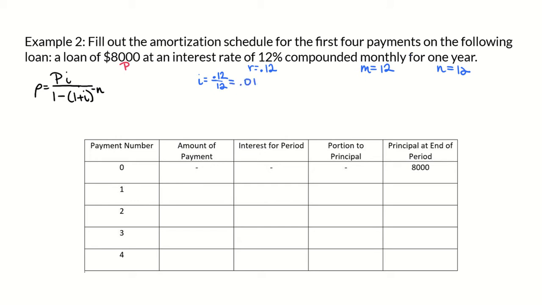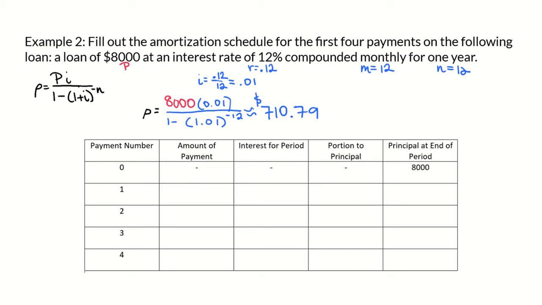So now the payment equation: we calculate the present value, 8,000, multiplied by i, divided by 1 minus (1 plus i), so 1.01, to the negative n, so to the negative 12. This is approximately $710.79 for each of these payments.